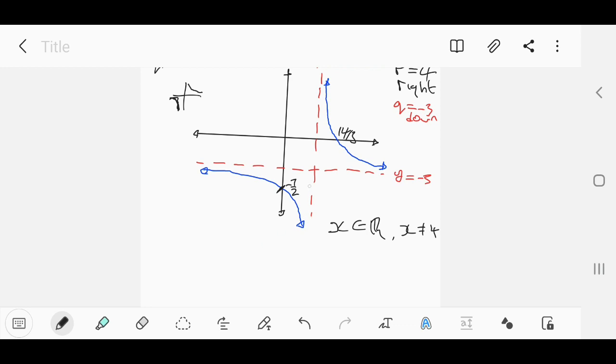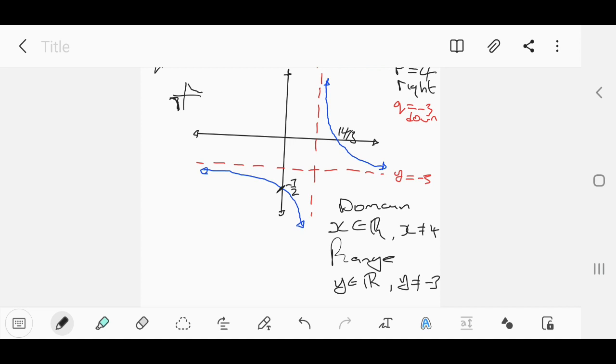Then here you can see the graph involves all the y values going down and all the y values going up, except this one here. So the range is y is an element of every real number, but y must not be equal to minus 3. So that is your domain and your range.